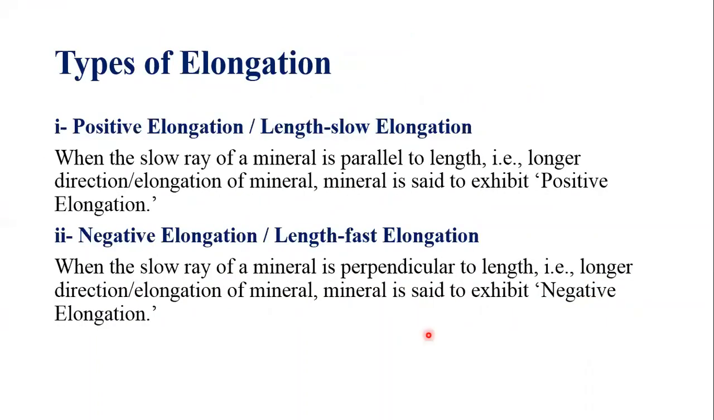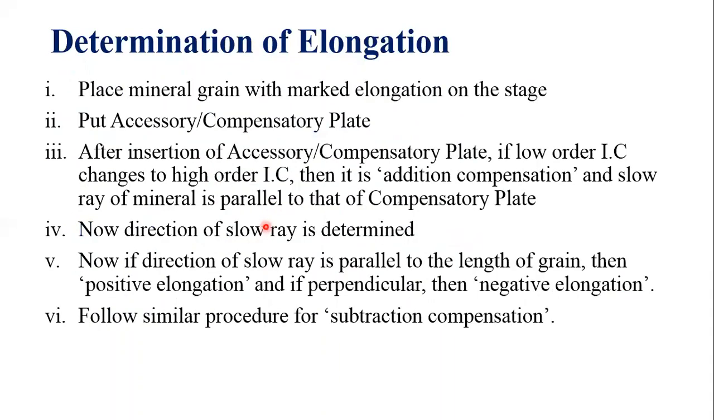How do we determine whether it is positive elongation or negative elongation? First step, we place the mineral grain with the marked elongation on the stage. सबसे पहले हम क्या करते हैं कि मिनरल ग्रेन को स्टेज पे रख लेते हैं और उसकी इलांगेशन चेक कर लेते हैं कि किस डायरेक्शन में है.